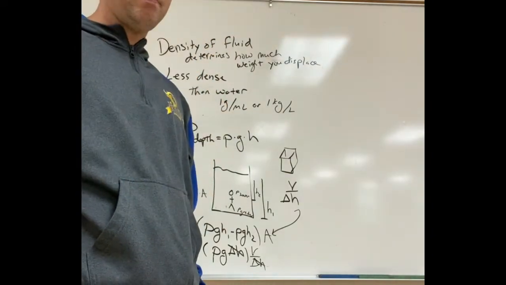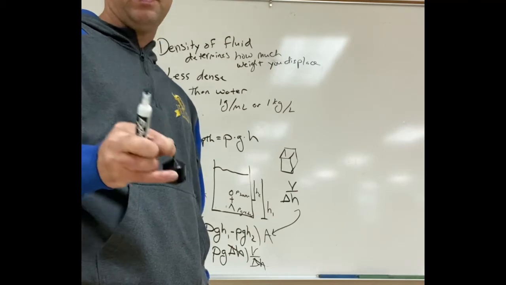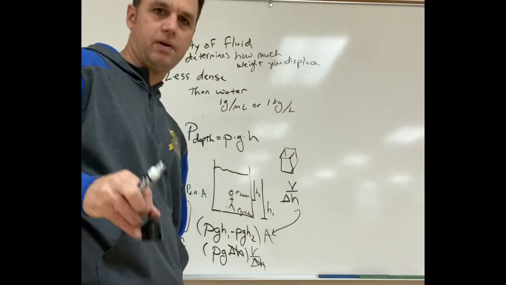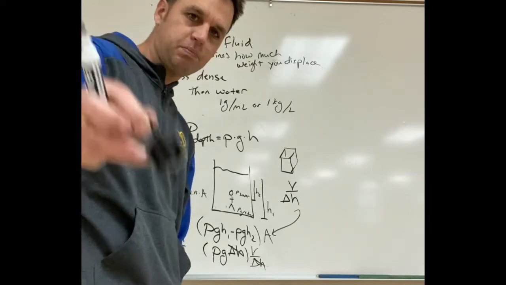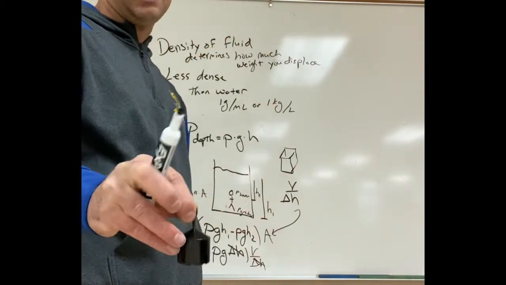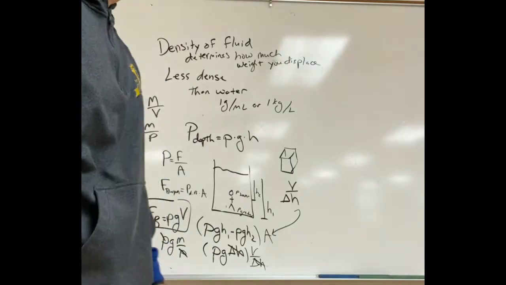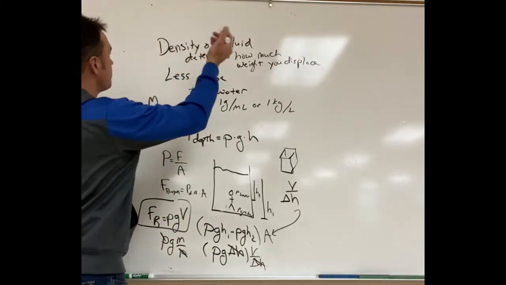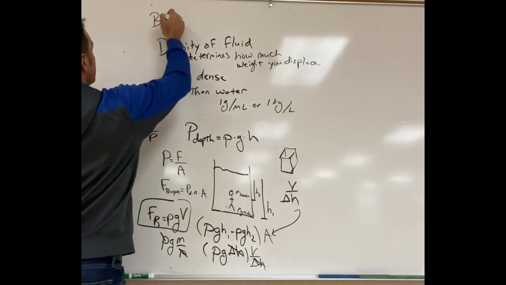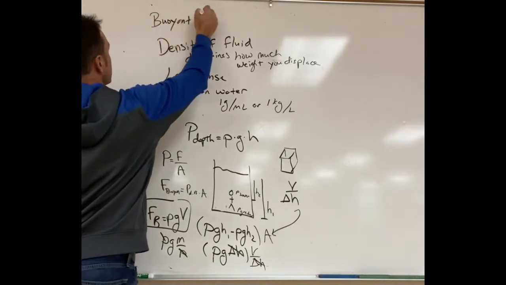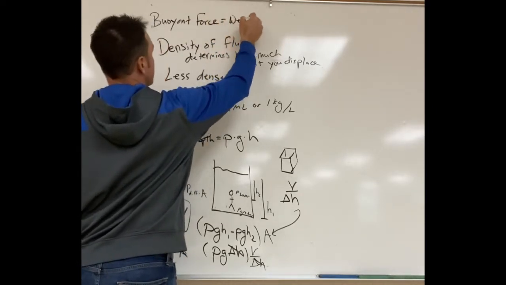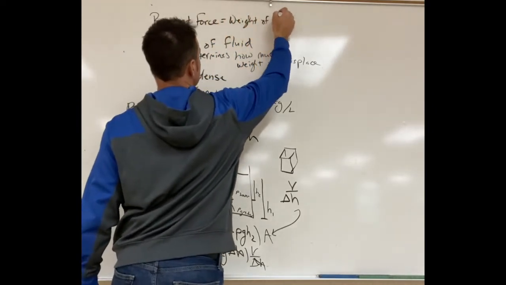If I put it in a not very dense fluid like air, which only weighs something small like a kilogram per meter cubed, it can't displace very much weight of air because the fluid isn't very dense. So the buoyant force, this is probably the most important sentence here. The buoyant force equals the weight of the fluid displaced.